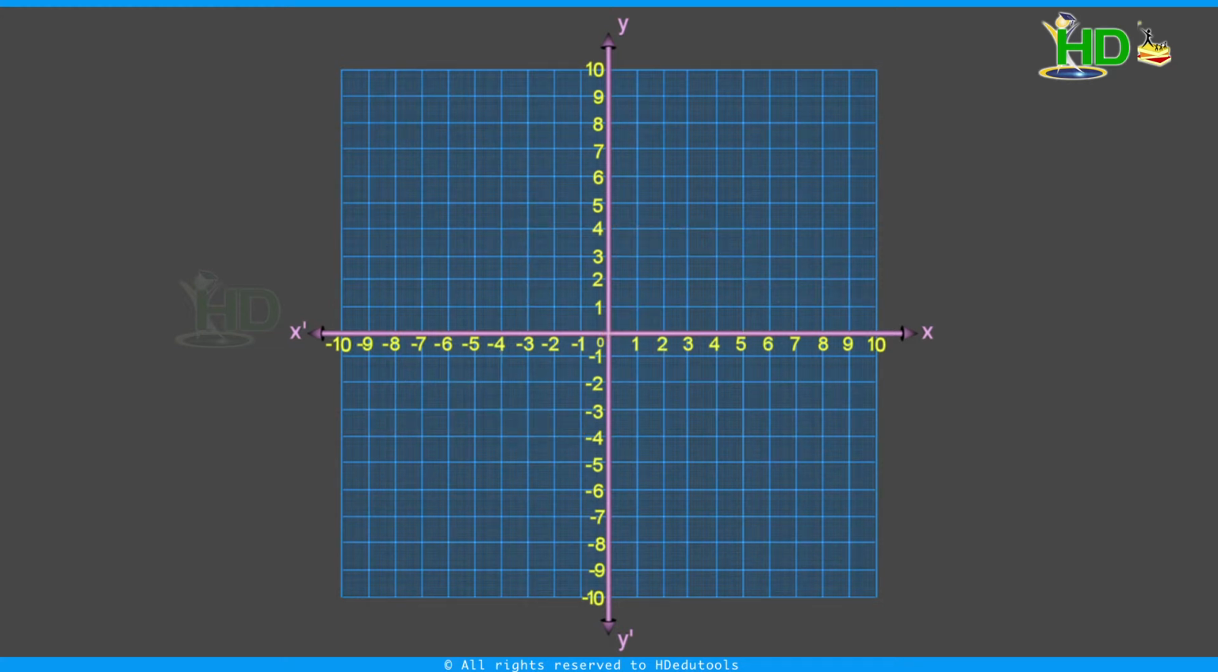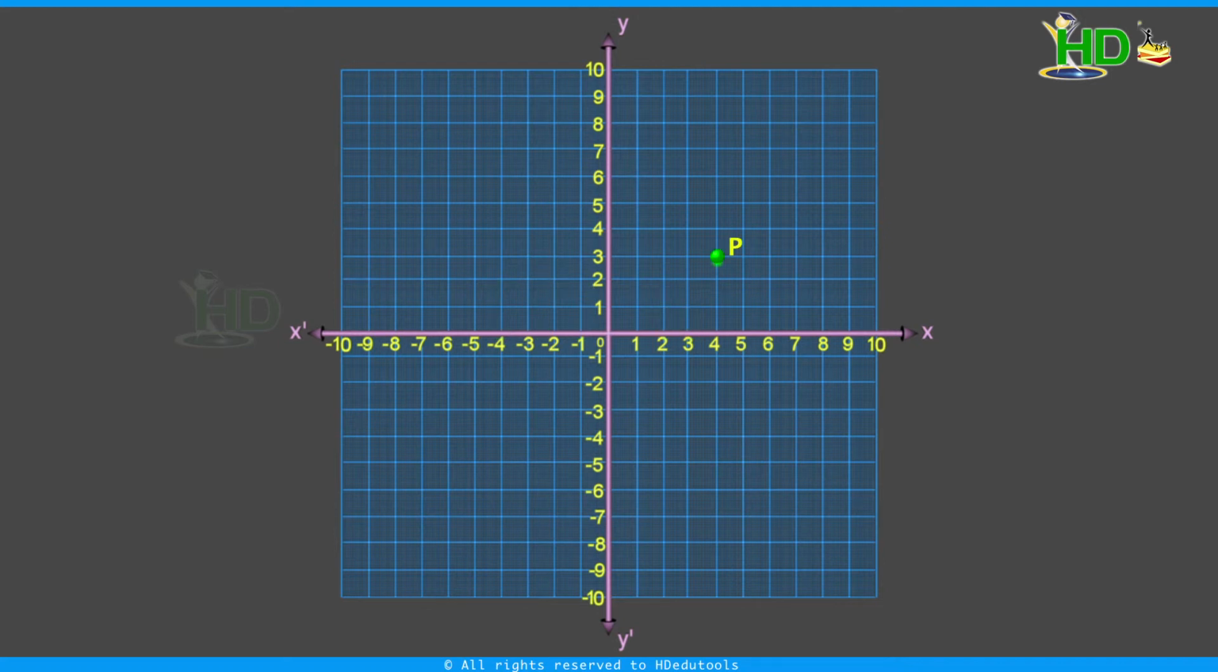Now we take some more points on this graph. Suppose I consider A, B, C, D, E. For point A, the coordinates are 3, 0. The x-coordinate is 3, the y-coordinate is 0. That means if you move 3 units along the x-axis, we get the point A. What about B? The coordinates are 2, 0. For C, minus 1, 0. For D, minus 2.5, 0. For E, minus 4, 0.